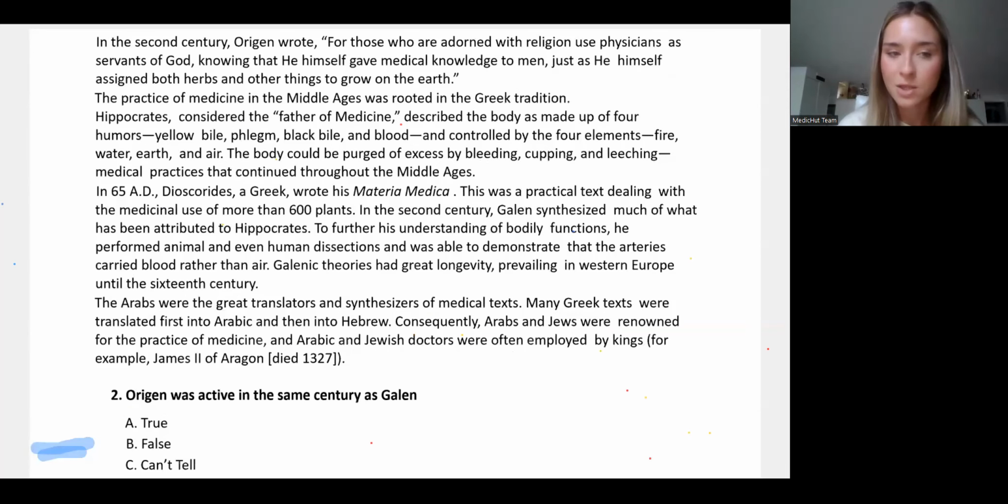Fine, we'll move on to the next question. So it's the same piece of text, but a different question. So if you guys can have a go at answering this one and then pop your answer into the chat as well.